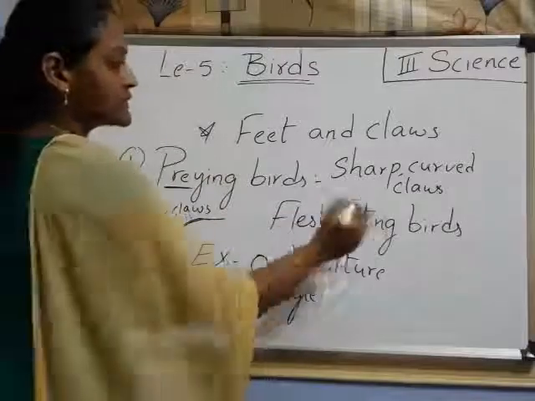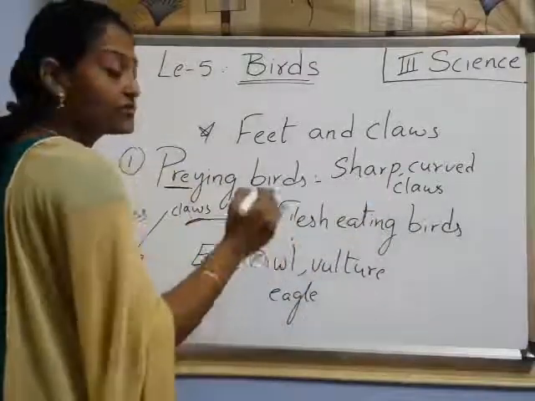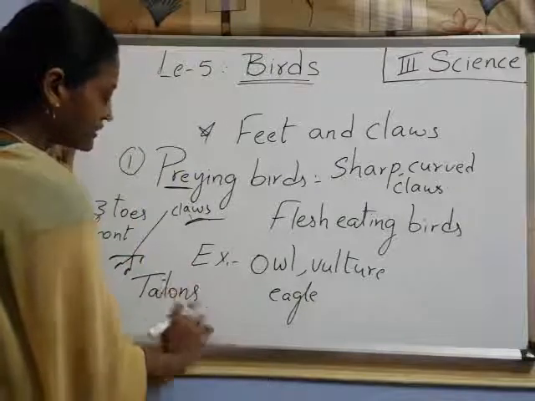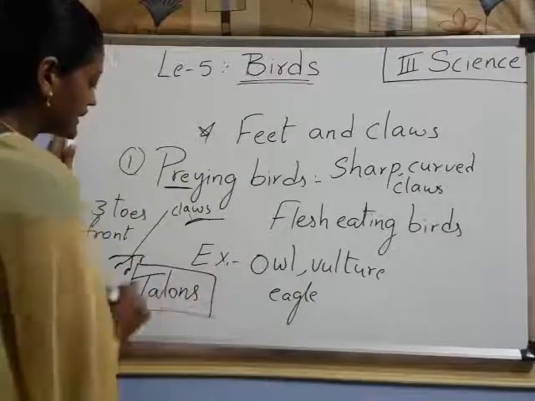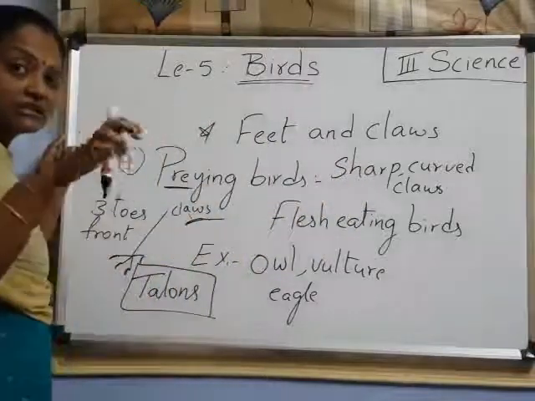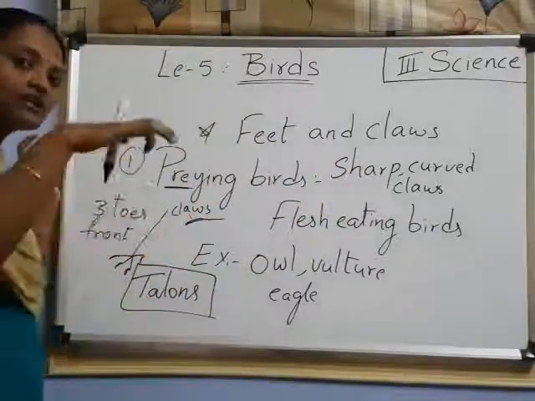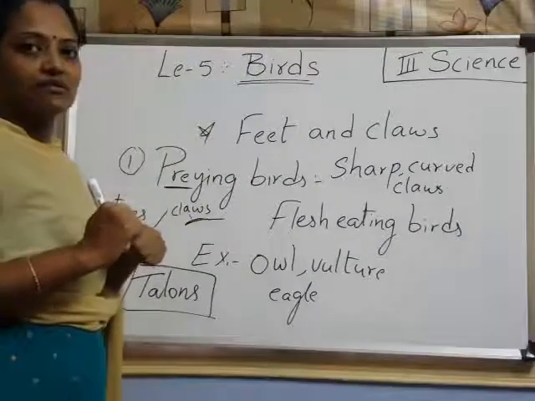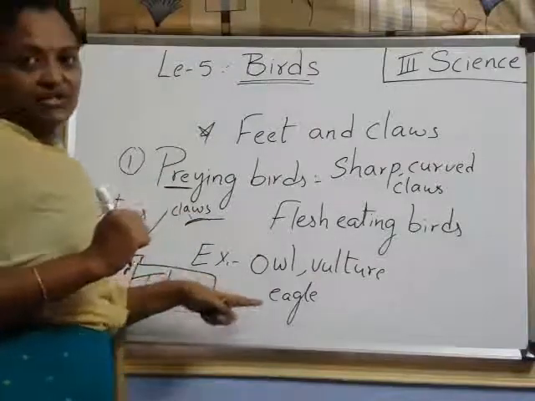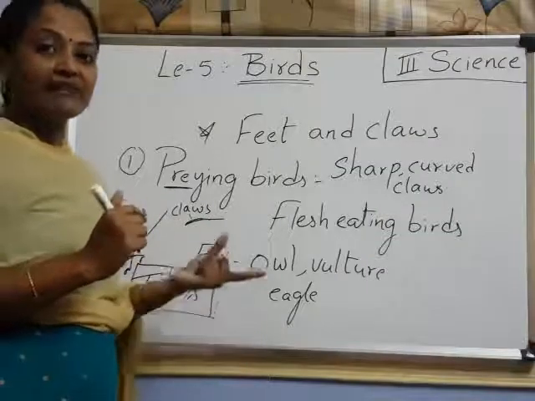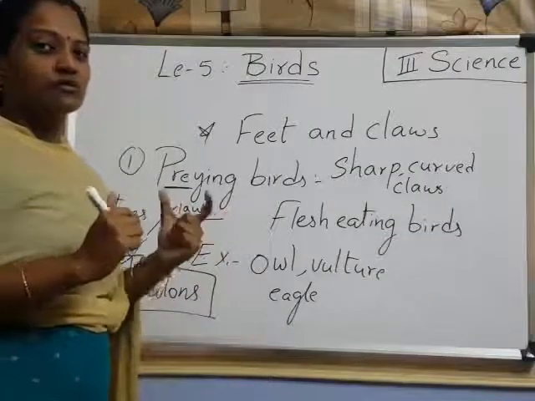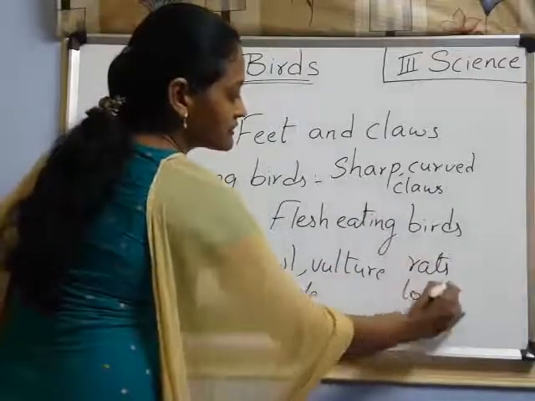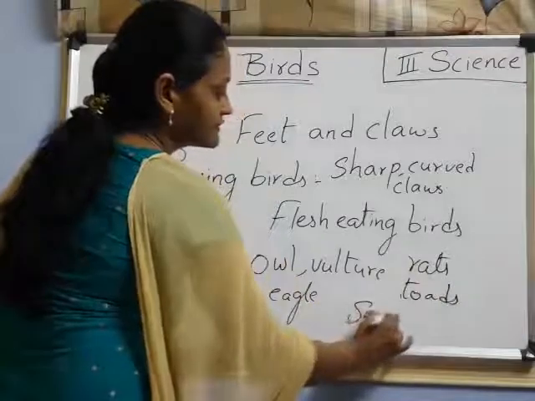Remember, these birds are having sharp curved claws. Those claws are called talons. What do we call them? Talons. A talon is nothing but a curved claw. With those claws they can tear the flesh of other birds. Understood? They mainly eat flesh from rats and toads. They are flesh-eating birds. They eat rats, toads, and small birds.